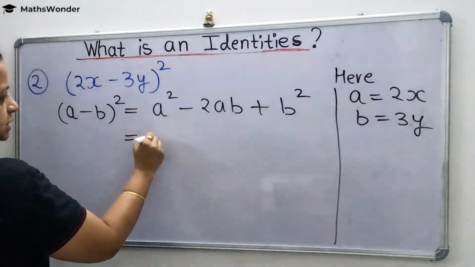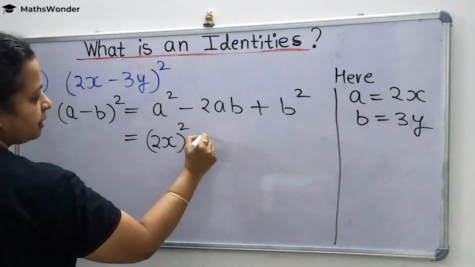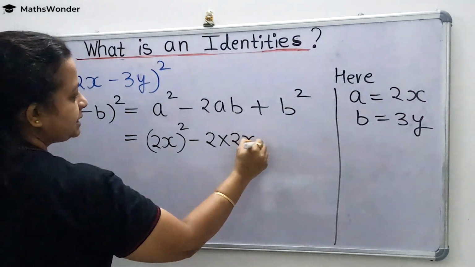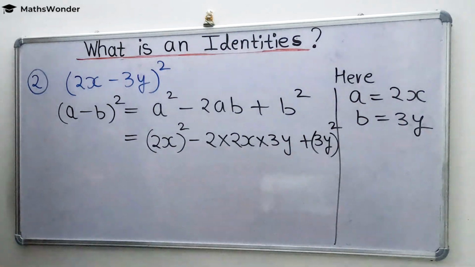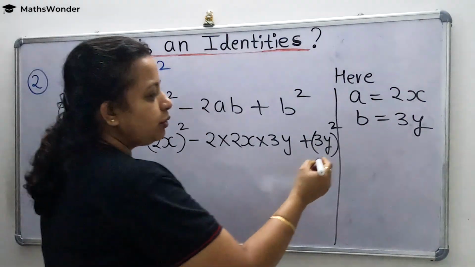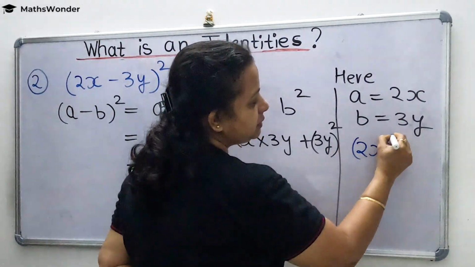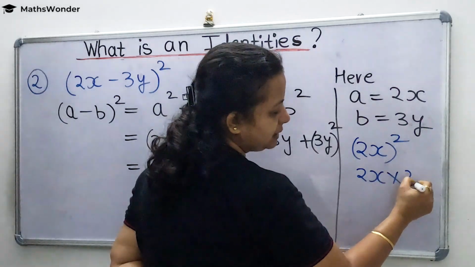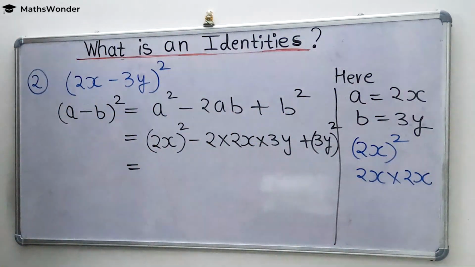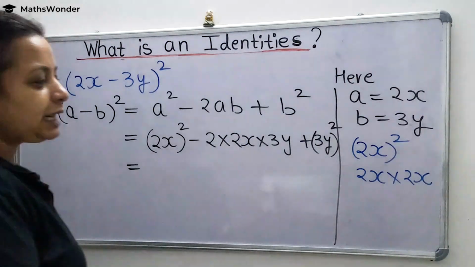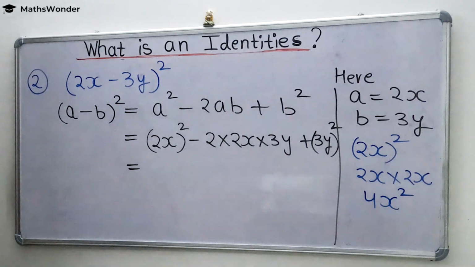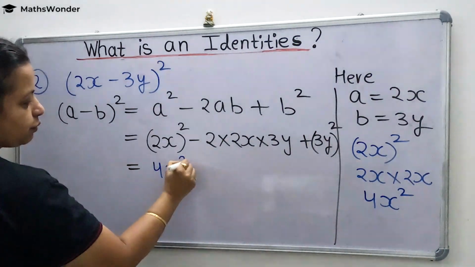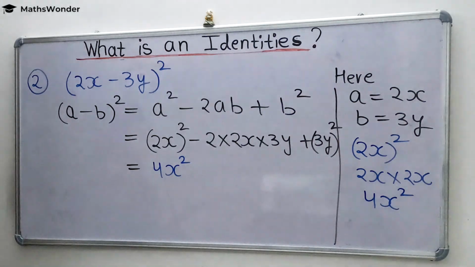Now we'll substitute in this formula. So a is 2x means 2x whole square minus 2 times 2x times 3y plus 3y whole square. Now simplify it. 2x square. Do you know how you will solve it? 2x square means 2x times 2x, isn't it? Any confusion? Now 2 times 2 will be 4 and x times x will be x square. So how will you write it? 4x square.